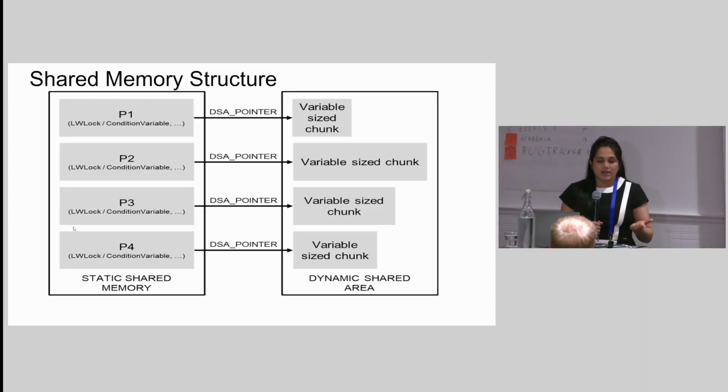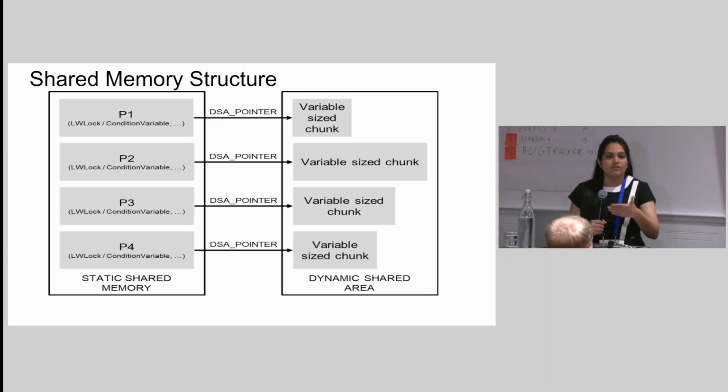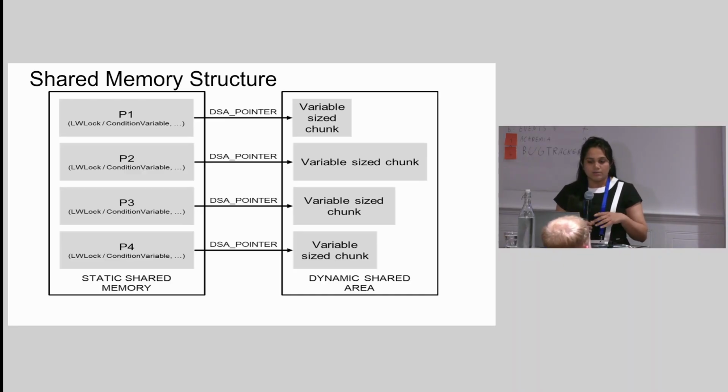These contain values specific to a process, like an LWLock or a condition variable. The LWLock would be used to synchronize access to the statistics. The condition variable would be used by this process to signal all the processes that are waiting for its statistics. And there could be other information like metadata for the statistics that we are sharing.